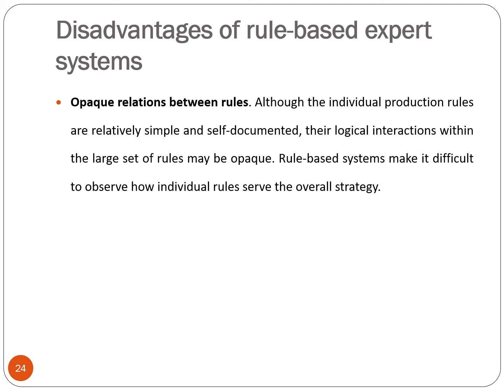Disadvantages. First, the opaque relationship between rules. You don't have any idea whether rule number one and number two are related, or number two and number three. Although the individual production rules are relatively simple and well documented, their logical interaction within the set of rules is considered obscure, like something blurred that you cannot see through. A rule-based system makes it difficult to observe how individual rules serve the overall system.